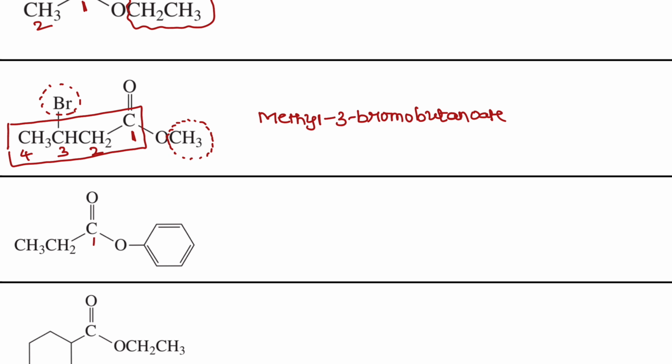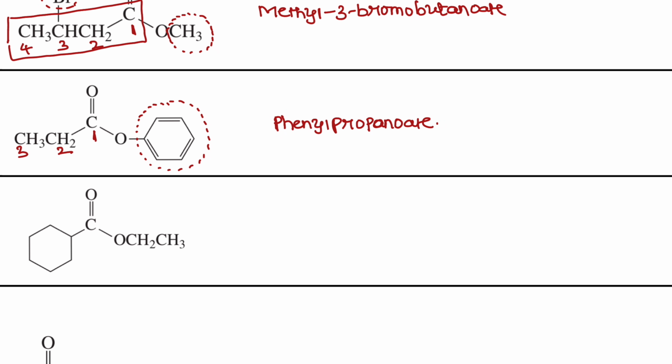Again, this is ester. This is first carbon, second carbon, third carbon, and this is a branch attached to oxygen. The name of that branch is phenyl. Therefore, it is phenyl, root word prop, ane, oate, propanoate. Again, here if you see, this carbon cannot be taken into the longest chain.